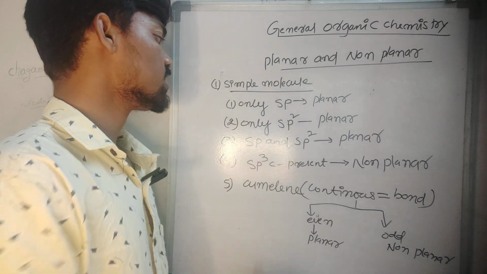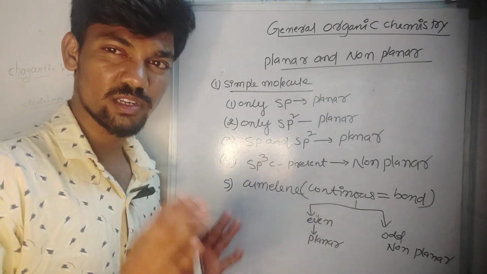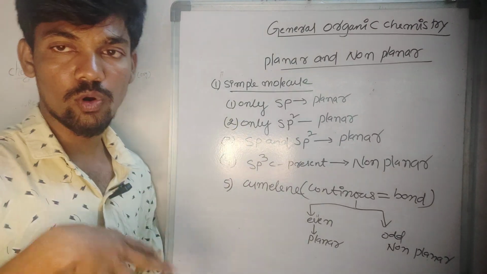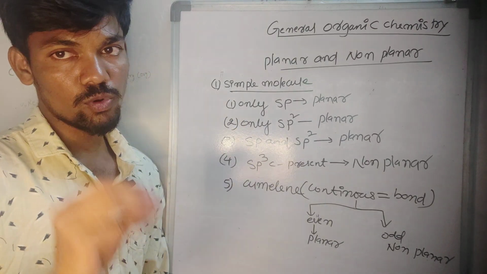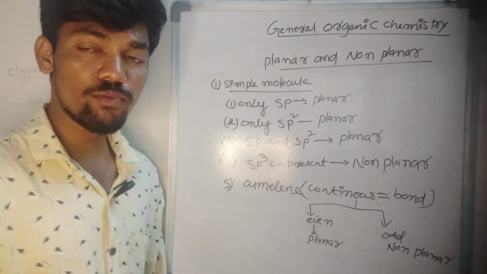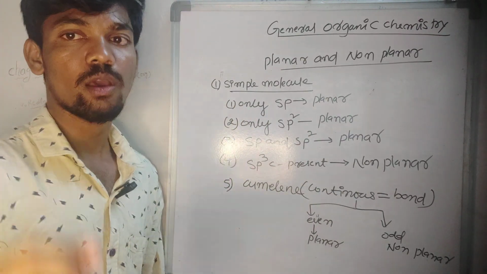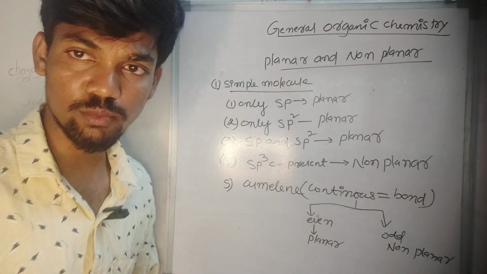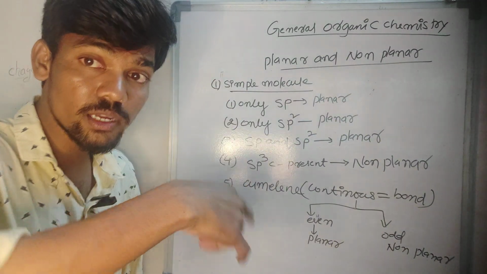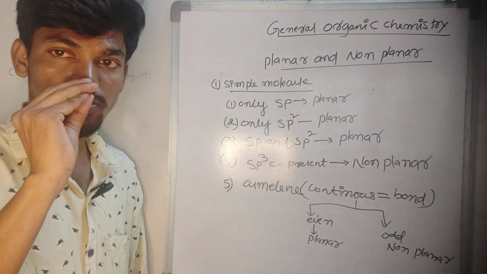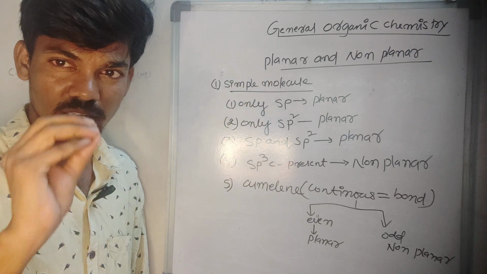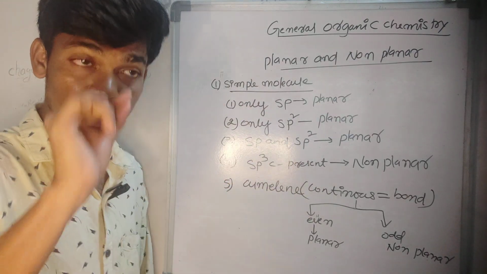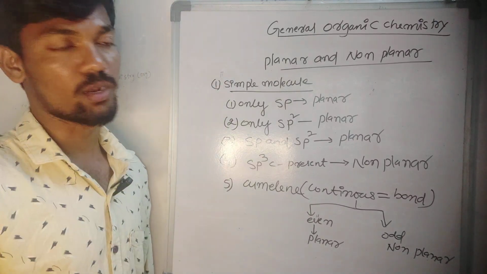Coming to the point, one simple molecule will be there. You know that there are double bonds, triple bonds like that. We have to take one example, whatever it may be, and discuss the conditions. So first of all, what is the condition for this? If only sp carbon atoms are there in a continuous carbon chain, each and every carbon should be sp. If sp is there, this molecule should be a planar molecule.